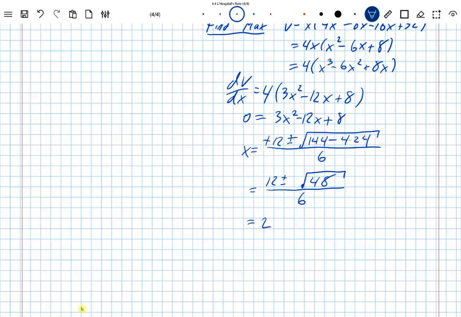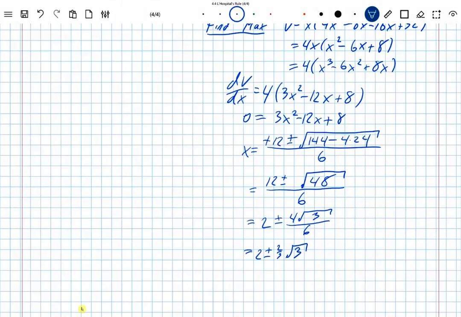12 over 6 is 2, plus or minus the square root of 48 over 6. In fact, I can pull out a 16 as a 4. 48 divided by 16 is 3, over 6. So again, I pulled out a 16 because 16 times 3 is 48. That 16 comes out of the square root as a 4. What is left is I get 2 plus or minus 2/3 the square root of 3. That's about as far as I think I want to simplify that.